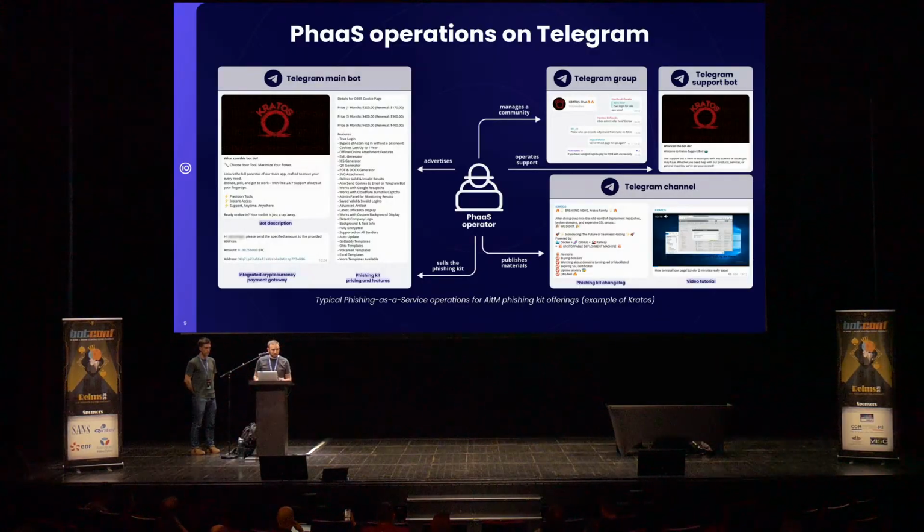Where do you purchase these kits? Like many other things, on Telegram. And the operators of Phishing-as-a-Service kits tend to leverage all the features of Telegram, including, of course, Telegram channels to advertise their kit and the updates, the new features, but also private groups for their users, and especially different types of Telegram bots. Commonly, they have a bot where you can purchase the kit using cryptocurrency, but that can also be the vector for customer support, sometimes for generating new phishing pages and so on.